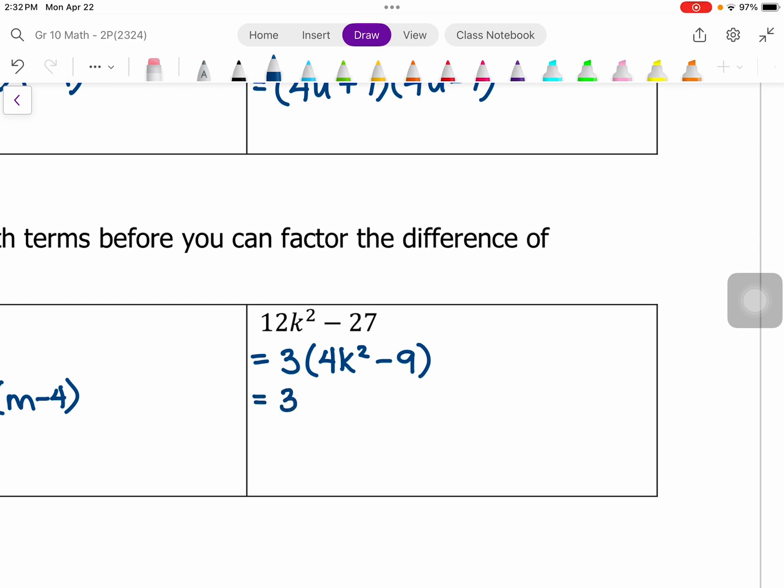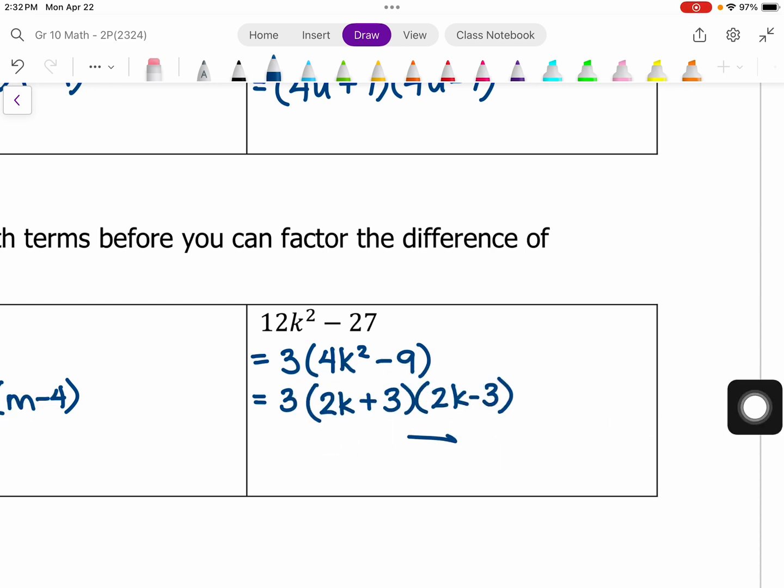So equals 3, we'll rewrite that, and 4k squared minus 9, the square root of 4k squared is 2k, and the square root of 9 is 3, so I'll do a plus 3 for the first one, and a minus 3 for the second. Now, I have been putting a plus in the first bracket and a subtraction in the second bracket consistently throughout. It doesn't really matter. As long as one of them has a positive and the other has a negative, then you have the correct answer. The order, because all of this gets multiplied by all of this, the order does not matter in multiplication.